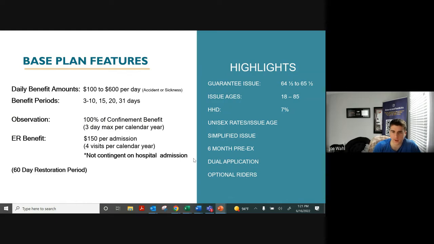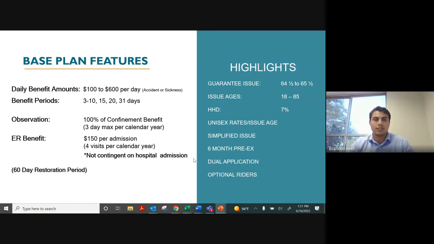That's why I think the rider is useful. Absolutely. Good call. So in order to add that rider, we do have to have at least a small base plan benefit of $100 for 3 days. But that's actually another good point to your point.